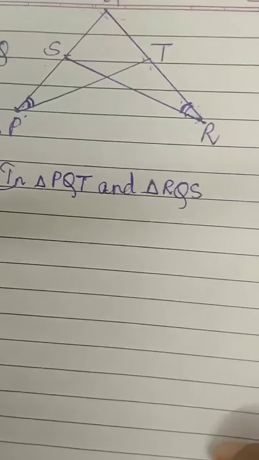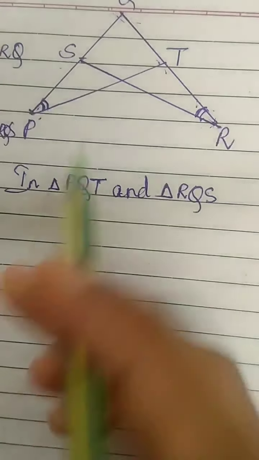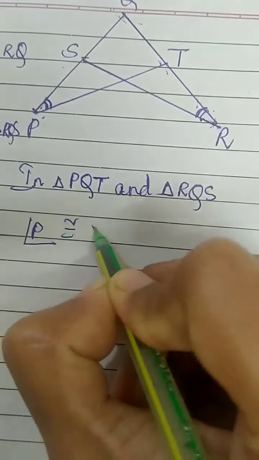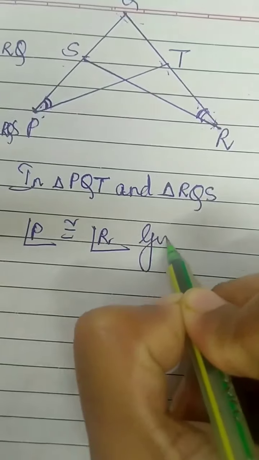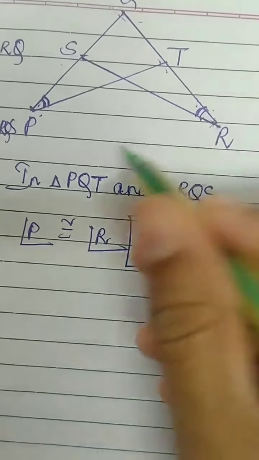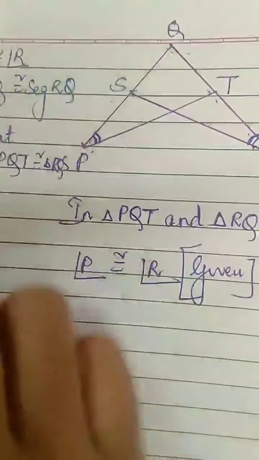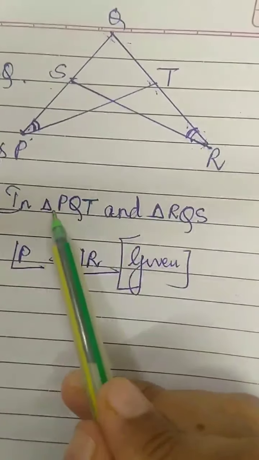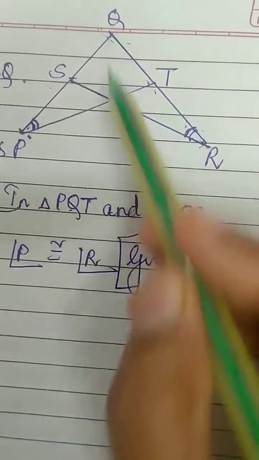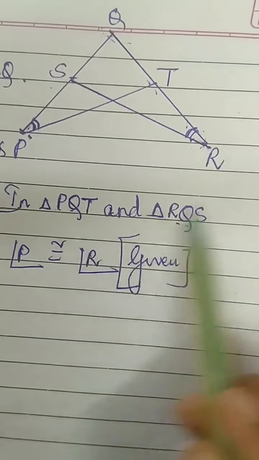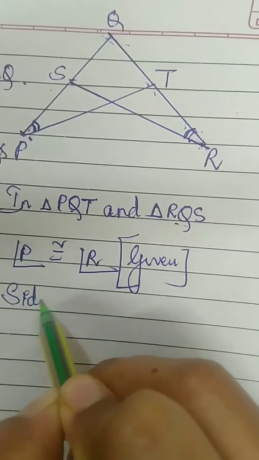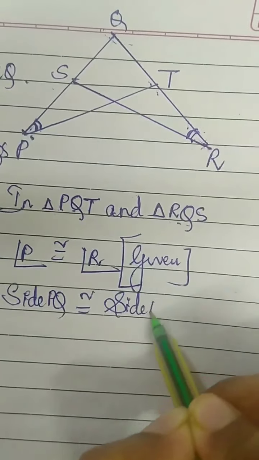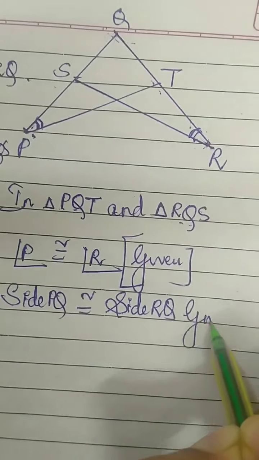So in triangle PQT and triangle RQS, let us write the angles which are congruent. Angle P, one letter name is given, congruent to angle R. Given. Okay. Then one more information we have. PQ is congruent to RQ. That is PQ. In the name PQ is coming. PQ is congruent to RQ. See, it is coming correctly. Side or segment PQ congruent to side or segment RQ. Given. This is also given.